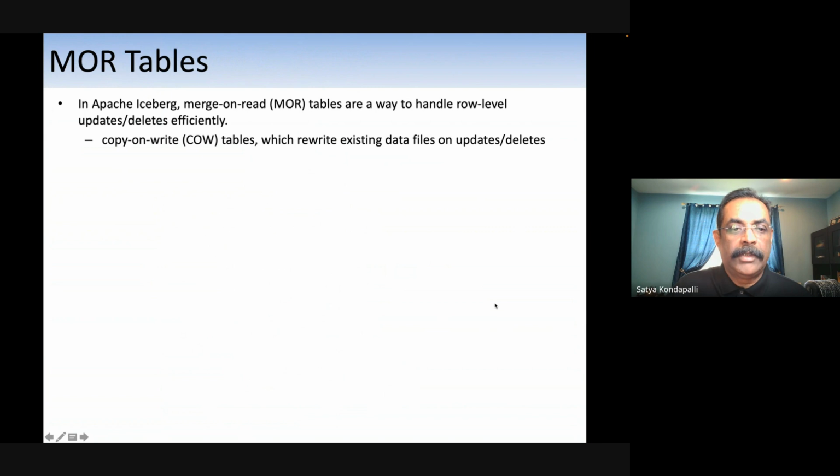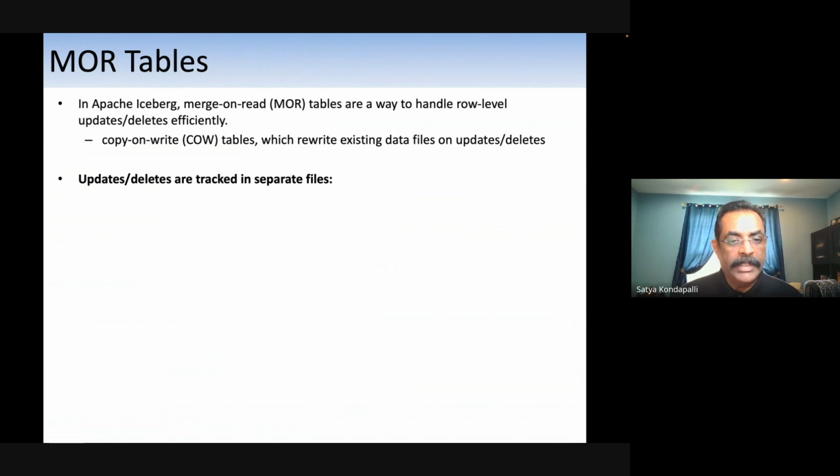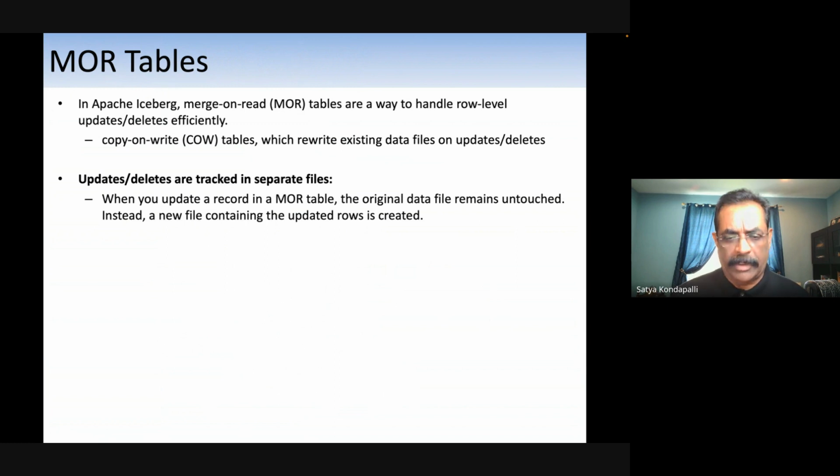Here, in merge-on-read, it won't touch the existing data file. It reads the data file and creates a new delete and insert file. But with copy-on-write, it takes the entire data file and rewrites it. We'll discuss that. So updates and deletes are tracked in a separate file in a merge-on-read table. When you update a record in a merge-on-read table, the original data file remains untouched. Instead, a new file containing the updated rows is created. So a small new file of updated rows will be created.